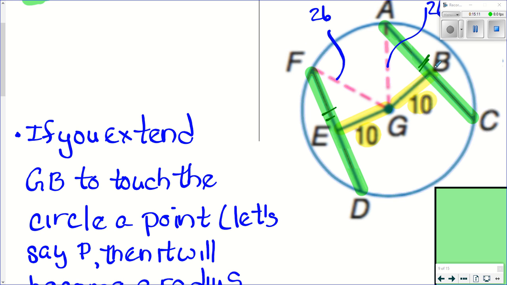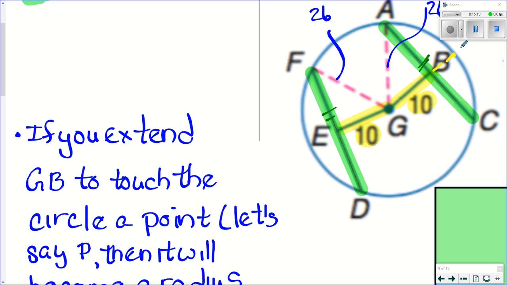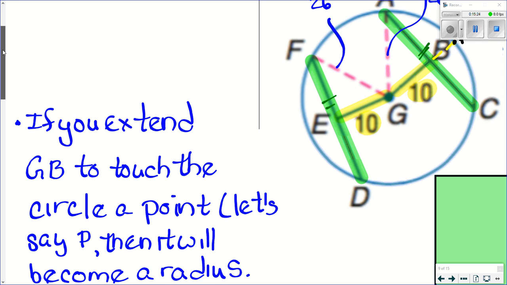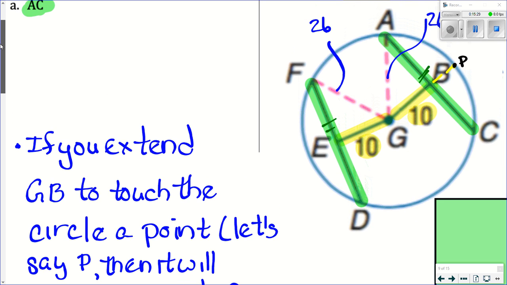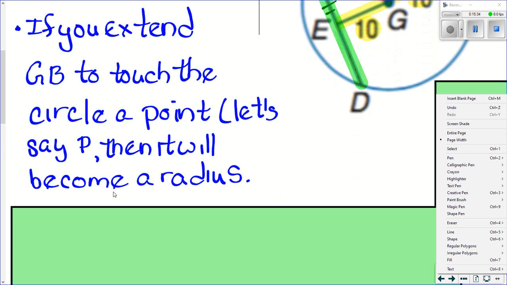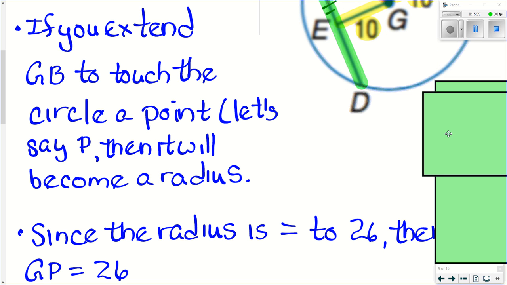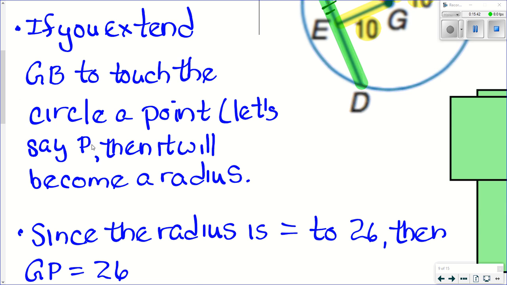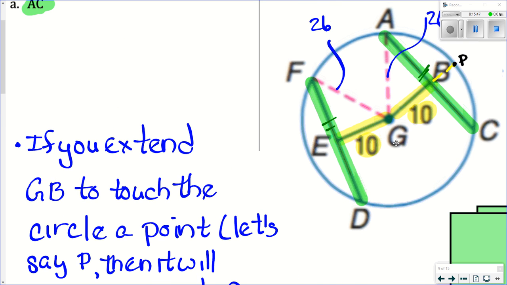Use this color. And then I'm going to make that point P. So let's say we extended it, so it's going to be touching a point P. Then it will become a radius. So GP is a radius. Next thing, since the radius is equal to 26, then GP is also 26. So that whole length there is 26.